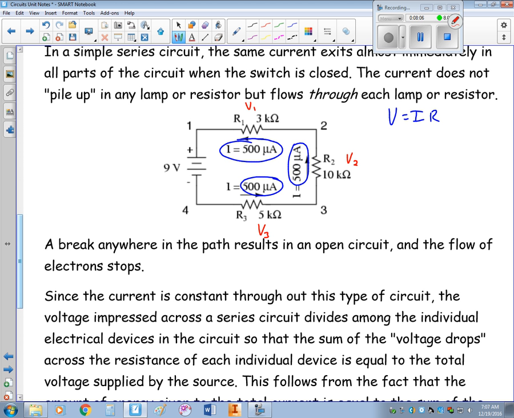And using that, notice that I is the same for all 3 of them, but all 3 of them have a different value for R. What I would find is that for this circuit, 9 volts would equal that V1 plus V2 plus V3. If you want to, you can pause the video, pull out a calculator, and multiply those up real quick. Just be careful with the kilo ohms and the milliamps.